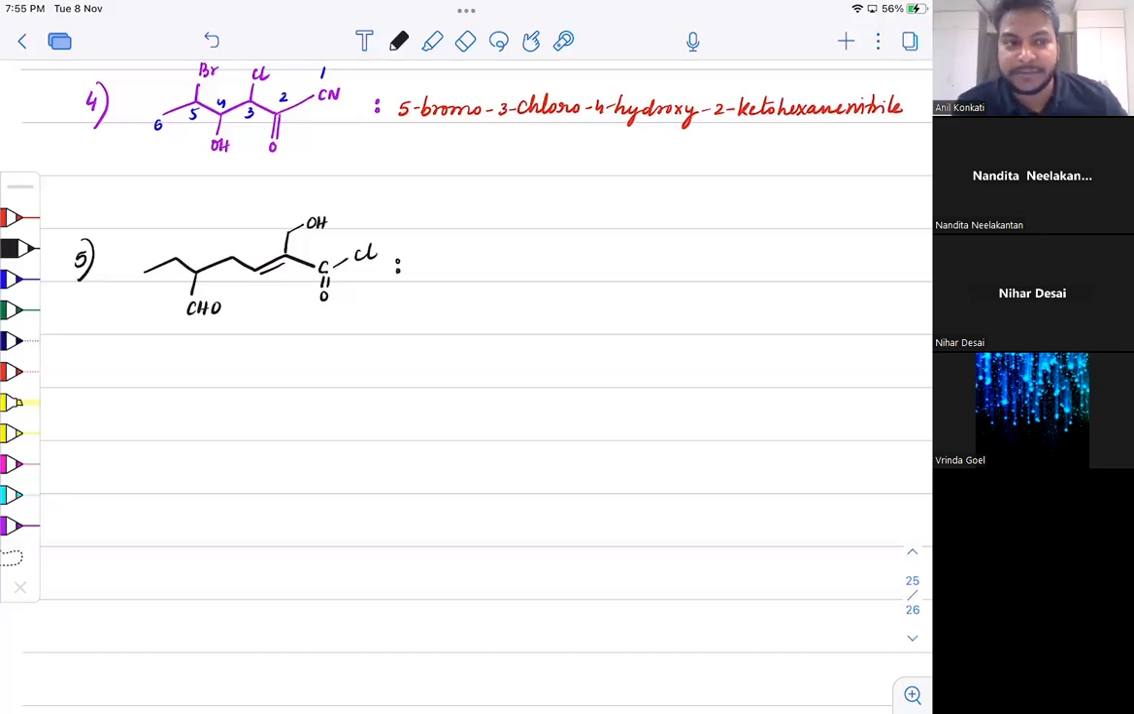Okay, so then we have to look for the longest chain. That's all. Longest chain. And these are only substituents after that. I was getting confused in that one. Oh, sir, no. Okay. Yes.